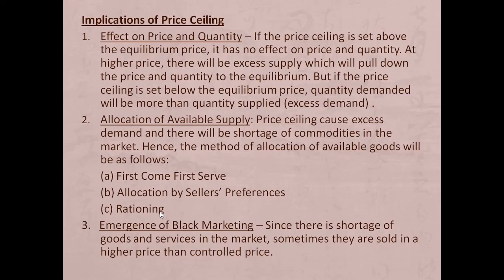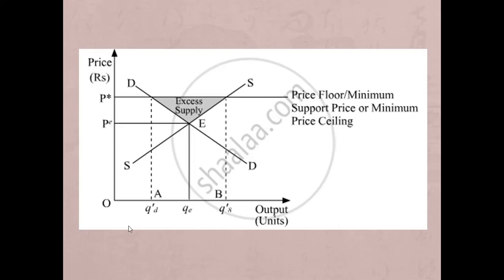Now, the emergence of black marketing. This emergence of black marketing or other means like hoarding, etc., are actually the effect of the price ceiling, because the price ceiling fixes the price limit, and there will be the condition of excess demand. Now you may see that there is excess supply, but I'm talking about excess demand. How is it possible?